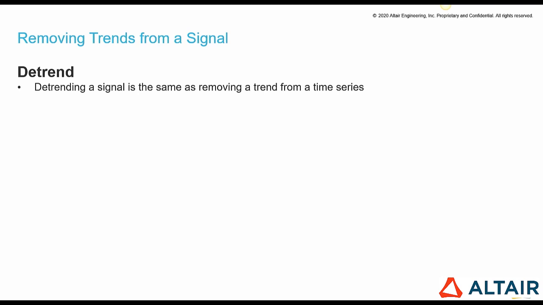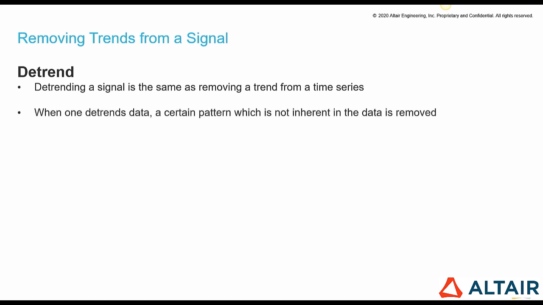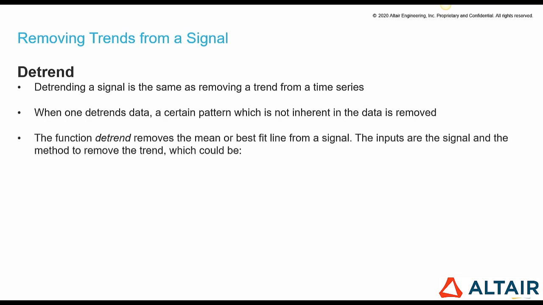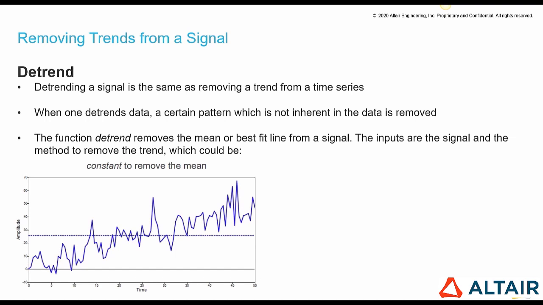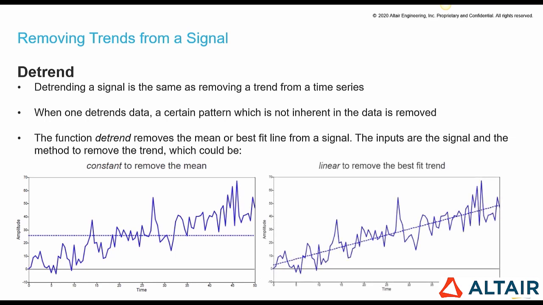And once one detrends data, a certain pattern which is not inherent in that data is removed. The function detrend serves for that purpose because it removes the mean or best fit line from a signal. And the inputs of this function are the signal and the method to remove the trend, which could be constant to remove the mean, or linear to remove the best fit trend, which is based on the least squares method.